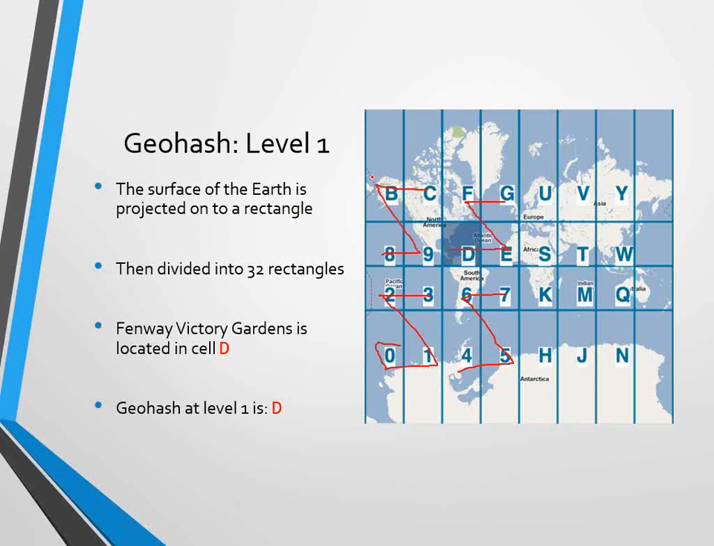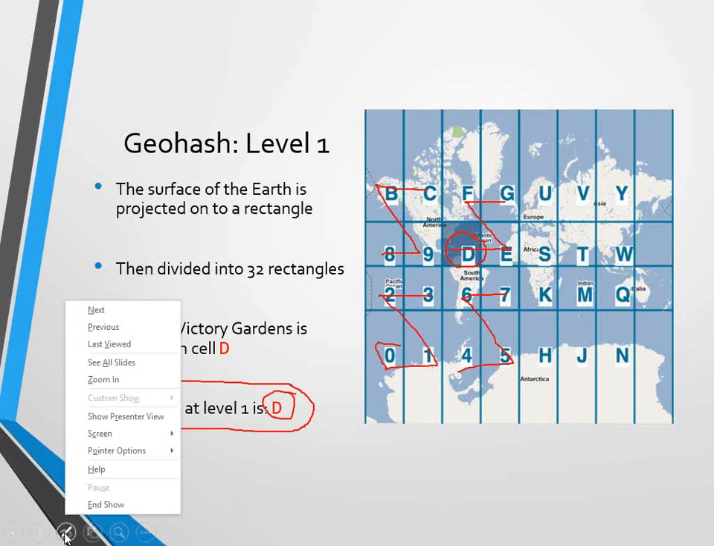But once we split up the Earth into a grid of 32 rectangles, we choose the rectangle which contains the location we want to index. In this instance, this is rectangle D. And once you pick a rectangle, we have made a geohash of level 1, which is D. Level 1 is how many times we do this process.